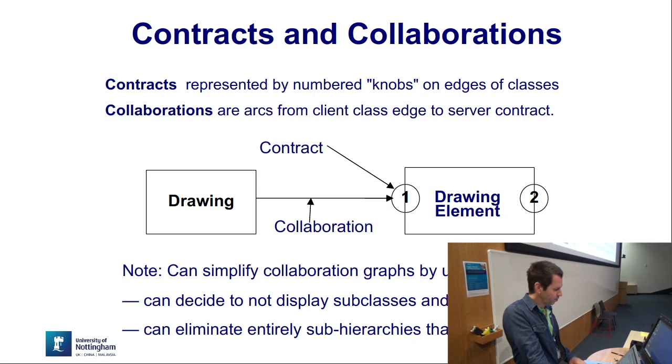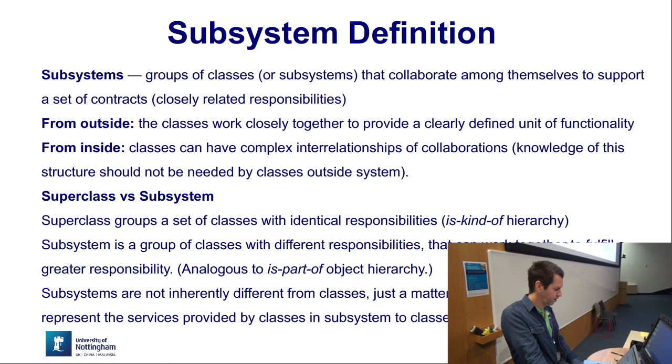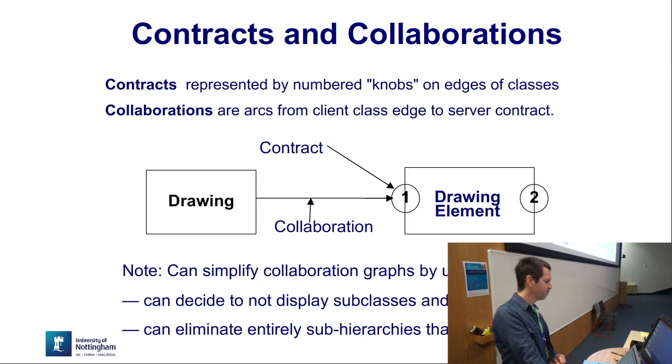So this notation can be used to simplify the collaboration graphs. Using information hiding, we can decide not to display the subclasses in their collaborations and eliminate sub-hierarchies that define no new contracts, right? And we're going to talk about that in more detail, right?